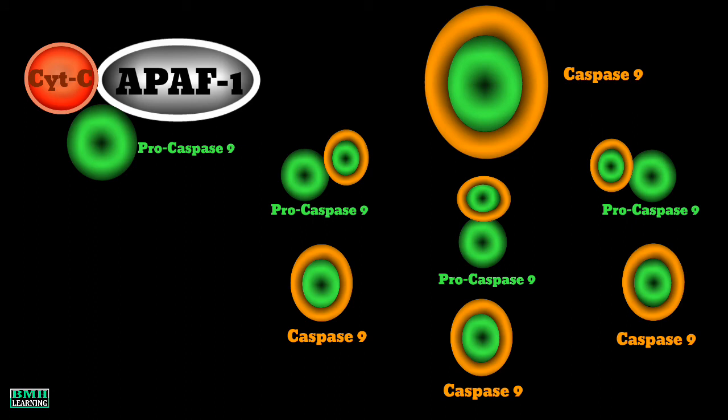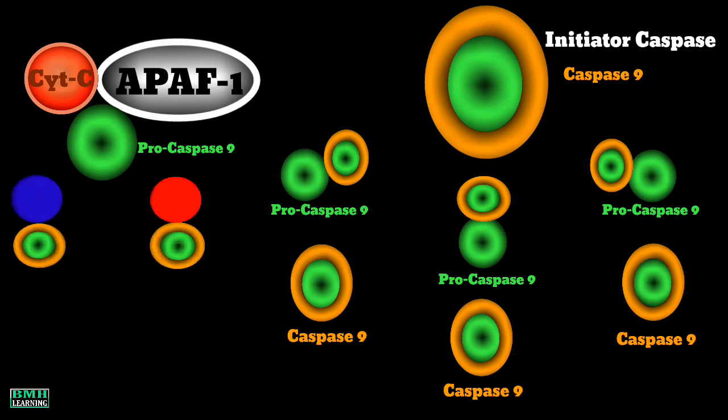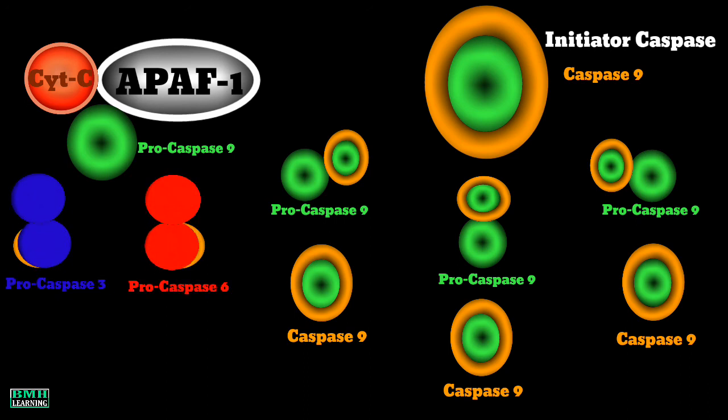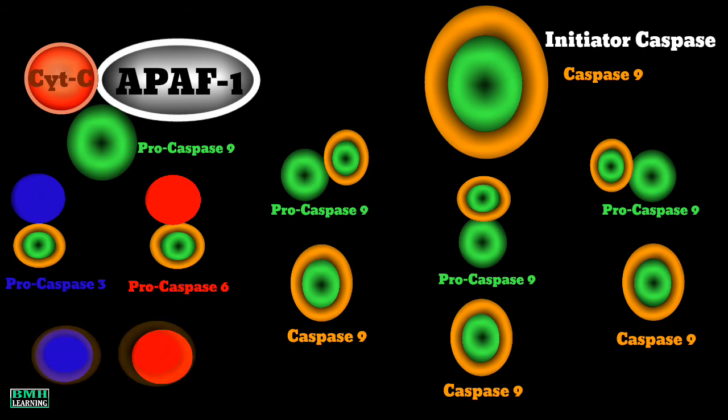Now, caspase 9 is an initiator caspase. To carry out apoptosis, these stimulated caspase 9 molecules bind to the executioner caspases called pro-caspase 3 and pro-caspase 6. This binding leads to the activation of the executioner caspases. Once the executioner caspases are activated, they cause apoptosis of the cell.